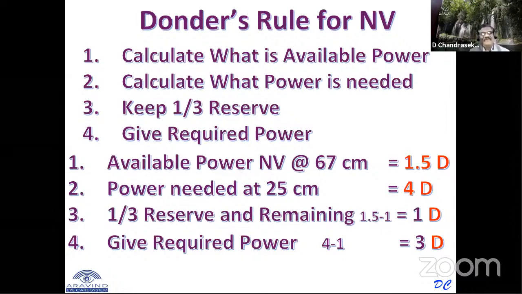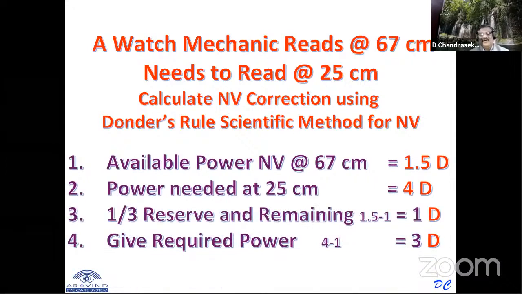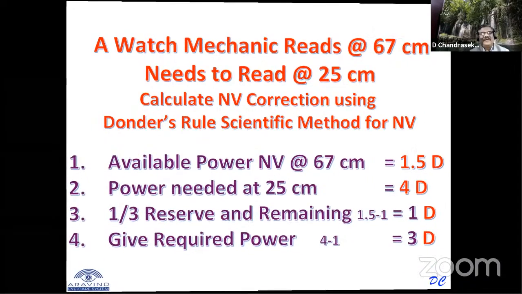So this is a simple way of calculating near vision. Available power, 100 by 67, is 1.5. To read at 25, 100 by 25 is equal to 4 diopters. Normally you will give 2.5 remaining, but if you keep 1/3 of my power, that is 0.5 reserve, I have only one diopter. So I need to give 4 minus 1. I will get a 3 diopter power. That is the basis on which this is done. This is how I calculated. You can see now how it is given. This is how we give a power.